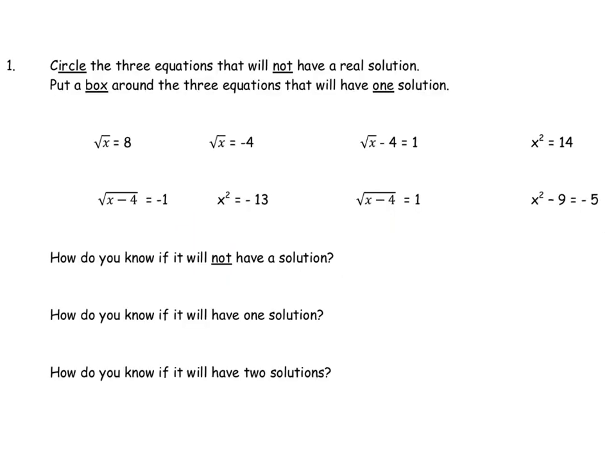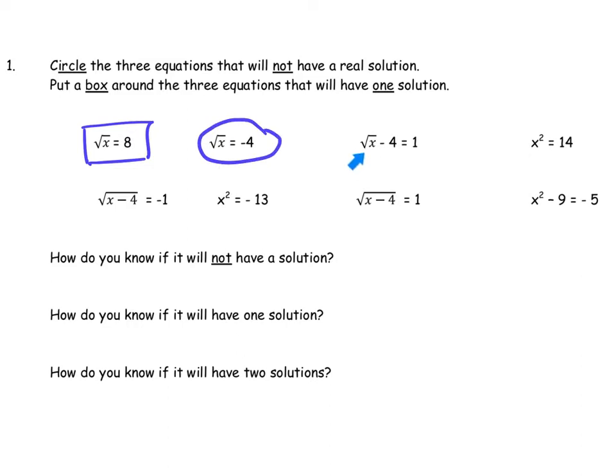Okay, so now if I'm looking at this, I have 3 equations that will not have a real solution and 3 equations that will have one solution. This is very similar to the stuff we did with absolute value. We want to watch those negatives. So if I have this first one here, square root of x equals 8, that's a square root equaling a positive. That's going to have one solution. If I go to my next one, square root of x equals negative 4, the square root equals a negative, that is not going to have a solution.